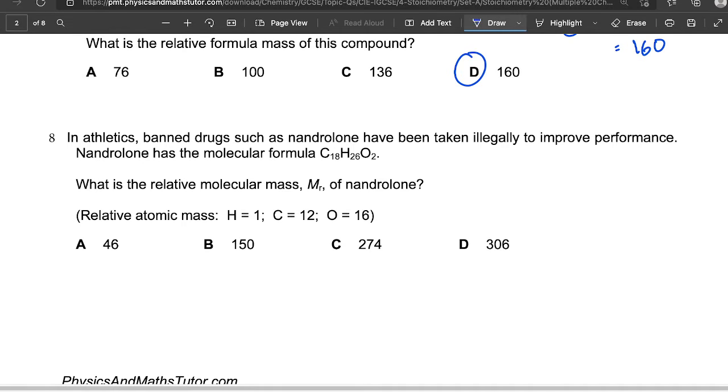They've given us hydrogen as 1, carbon as 12, and so on and so forth. But what we have to first do is write it in the simplest form. So we divide everything by 2. So C9, H is this 13. 26 divided by 2 is 13. And then O. Then we just add everything up, and we should get the answer to that. Or is that not the case?